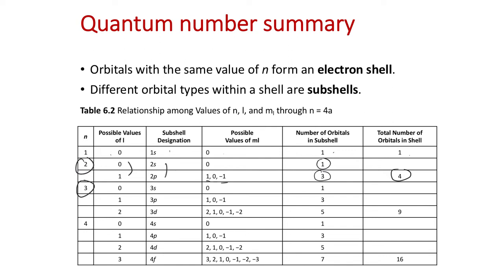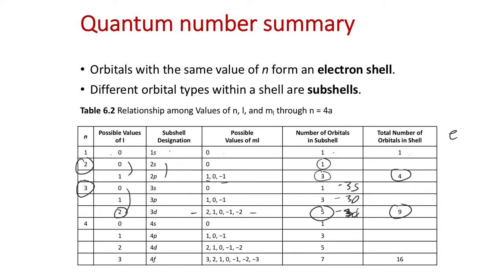When we go to n equals 3, remember the last L value can be is n minus 1. So whenever n is 3, the highest L can be is 2. We just start at 0, so 0, 1, 2 gives us the 3s, 3p, 3d subshells. The range of m sub L is minus L to plus L, so we then pick up the five 3d orbitals. So we have the one 3s, the three 3p's, and then the five 3d's. And so that gives us 9 total orbitals.